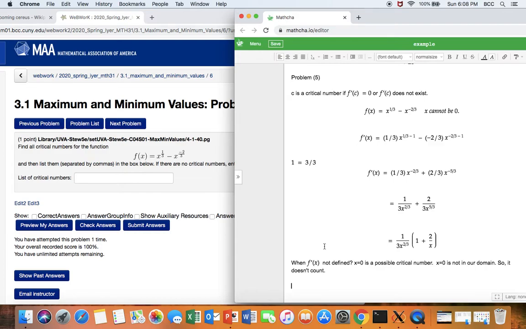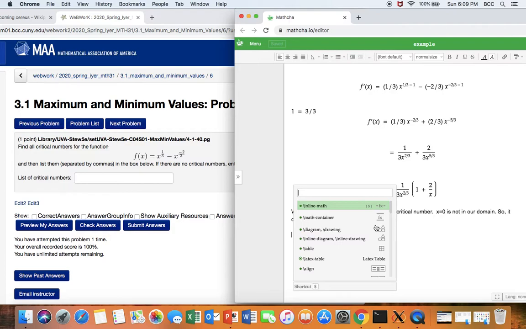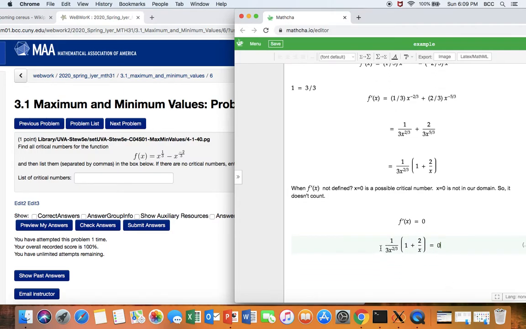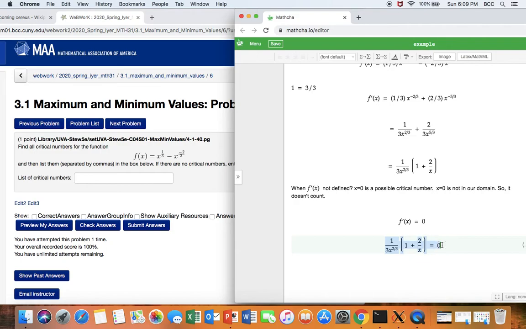So the other option is f prime equals 0. So let's plug this in, right? f prime of x equals 0. Okay, so let's see how it goes. Take all of this expression equal to 0. Now I don't like fractions, so why don't I multiply both sides by 3x to the power 2/3? Because this is an equation, I can multiply both sides by the same quantity.